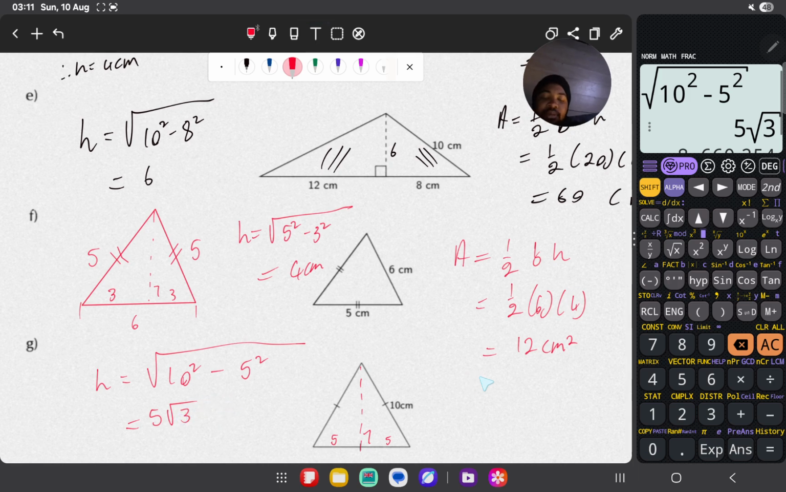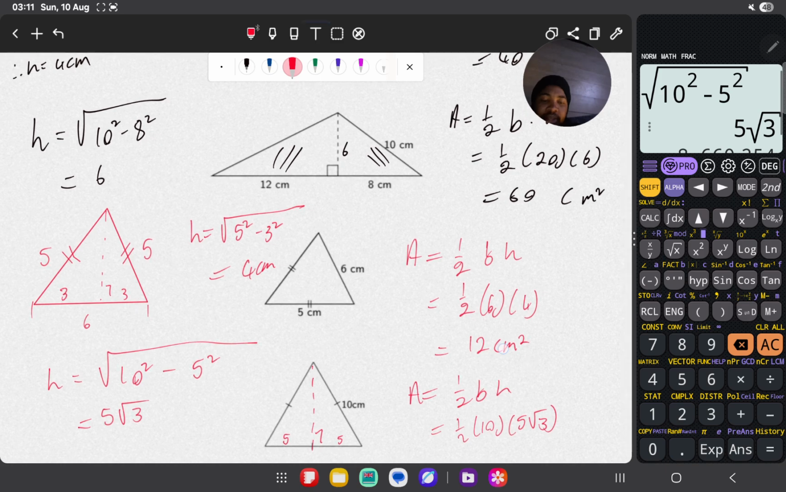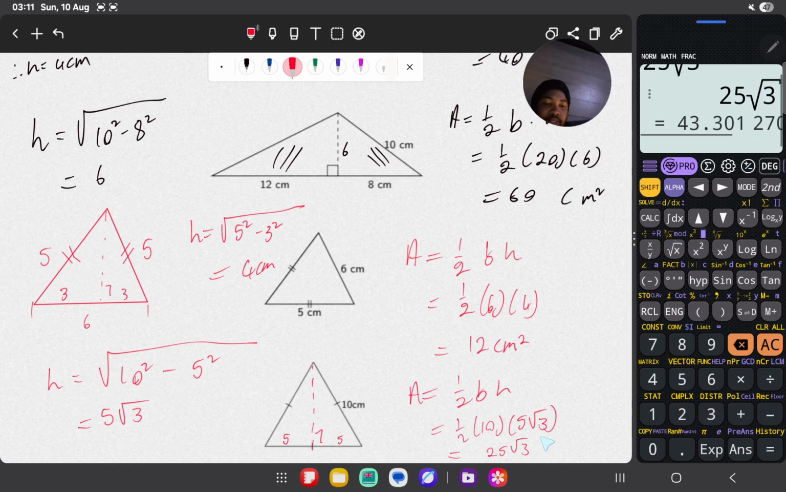So that means here you would say area is half base times height. That is half, base is 10, height is 5 square root of 3, and the answer becomes 25 square root of 3, or you can round it off to say it's 43.3 centimeters squared.